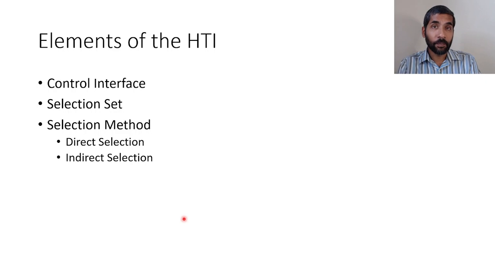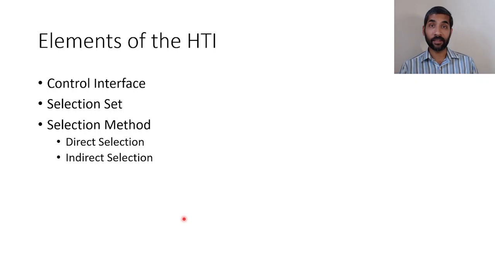So, what are the elements of a human technology interface? Think about this. If you want to interact with technology, one thing that you need is a control interface, right? Some way in which you can give a control signal to the technology. Then we looked at examples where the selection set was very, very simple. You turn on a switch, the light goes on. So there's a one-to-one correspondence between the control signal and the activity that is performed.